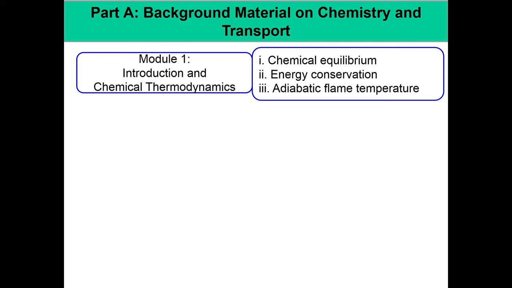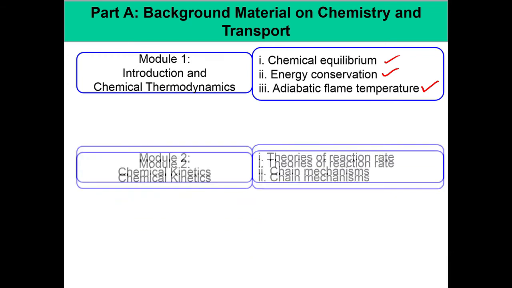So that is covered in this introduction, and then in the following we will cover chemical thermodynamics. Here we will talk about chemical equilibrium, we will talk about energy conservation, and then using energy conservation, we will arrive at the concept of adiabatic flame temperature. Now this is very important in terms of combustion engineering, these concepts of chemical thermodynamics.